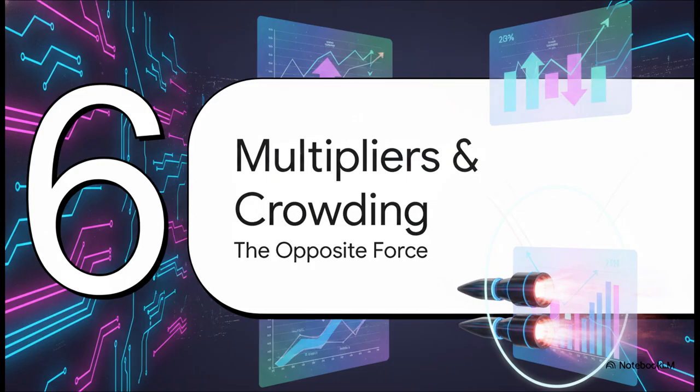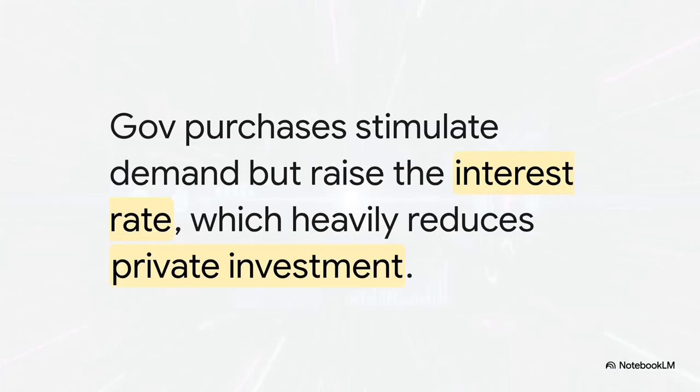Section 6. Multipliers and crowding out. The opposite force. But as we push those fiscal thrusters to the max, another warning light appears. System resistance, the crowding out effect.